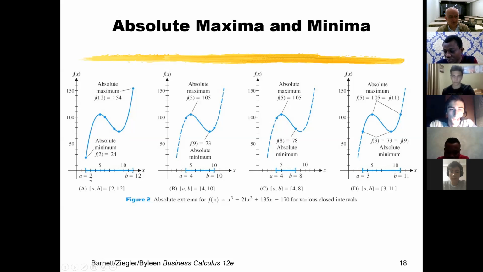We know when x is 2, the value of function is 24. But we don't know when the point is 2.001, for example. We can find the value of the function, but we can't find the minimum of this function. So if the interval is an open interval, we don't have absolute minimum and absolute maximum. And of course, we have local maximum and local minimum.